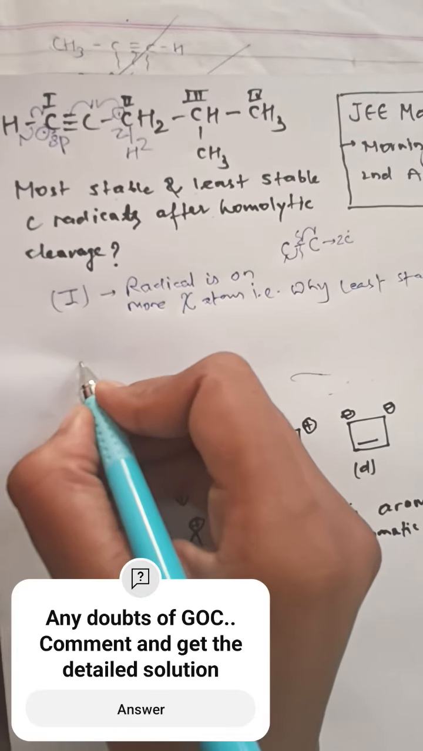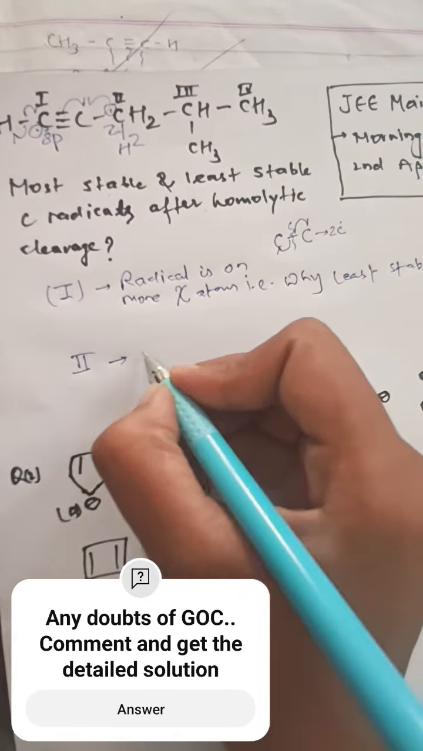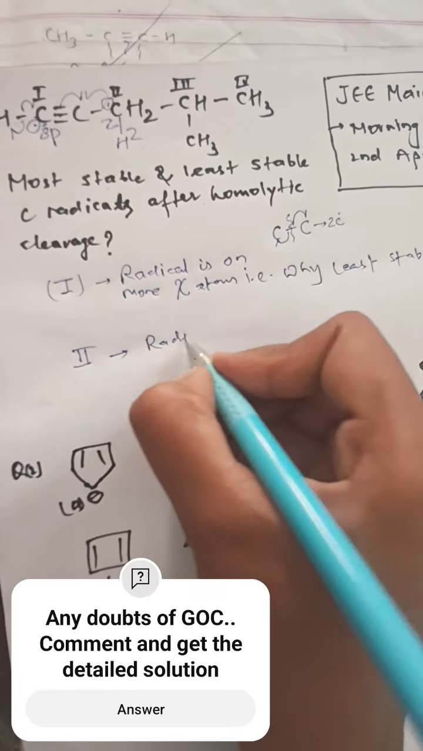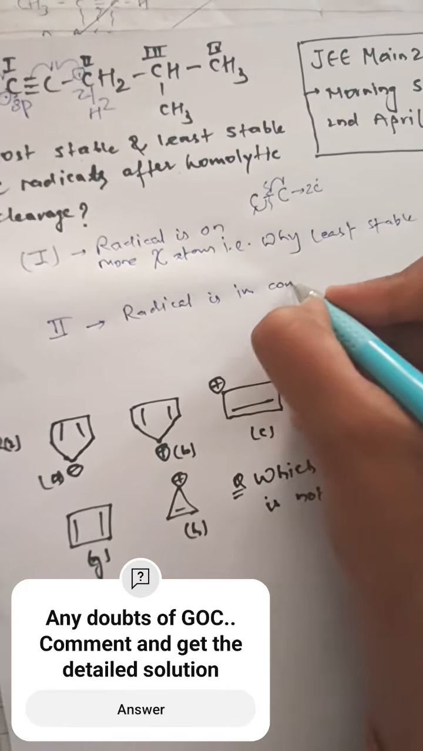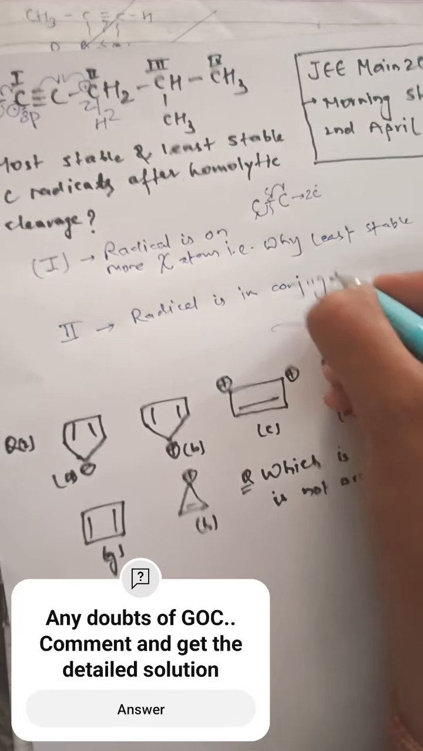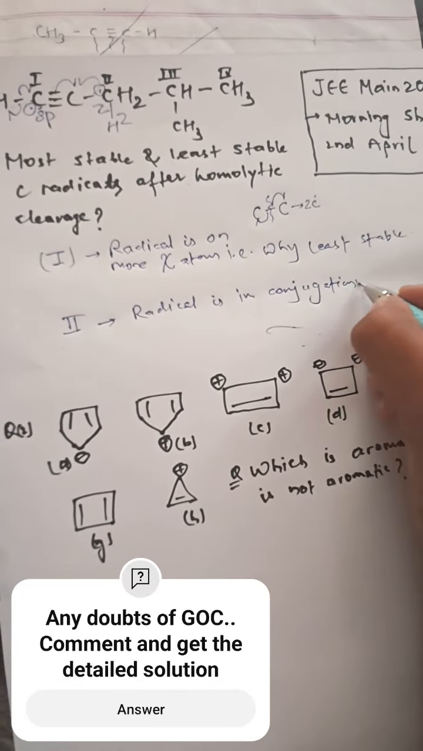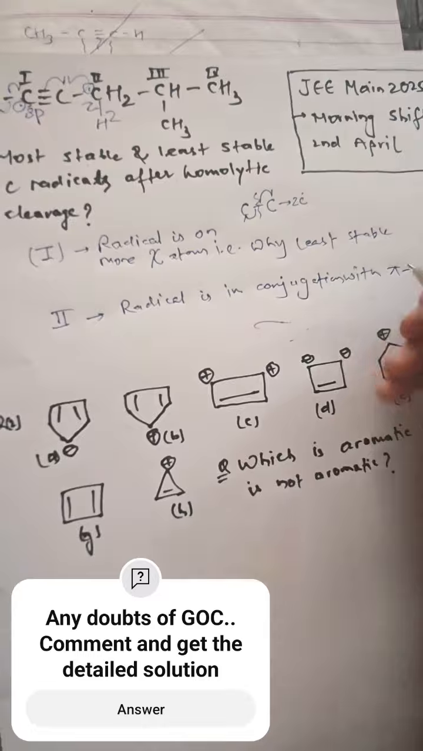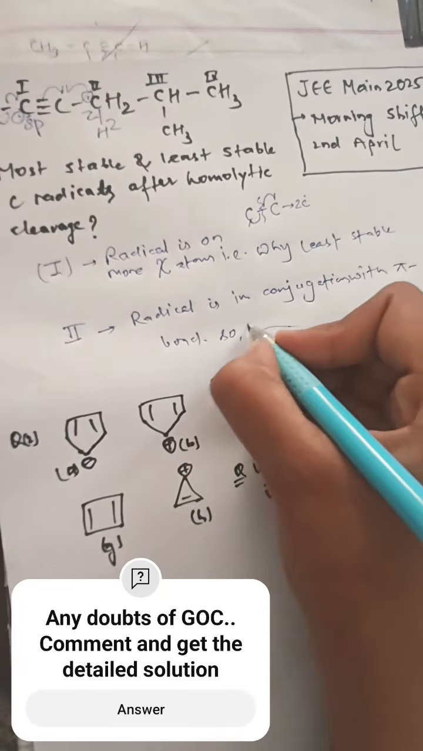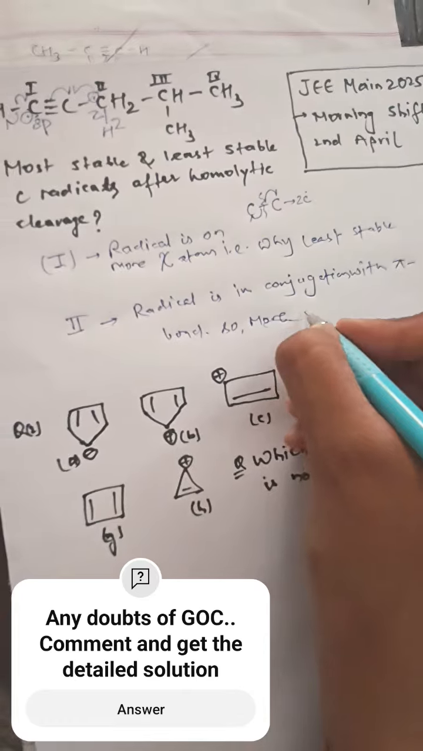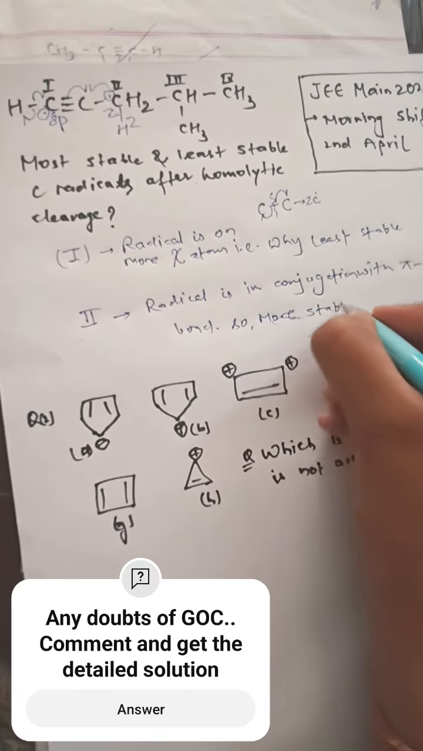In number 2, the radical is in conjugation with the pi bond, so it is more stable. Okay, so the answer will be this.